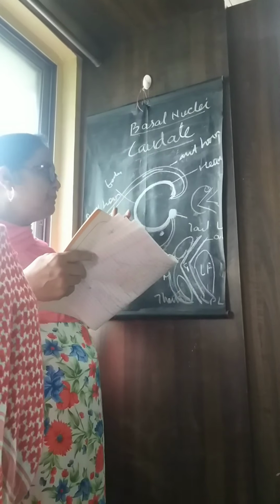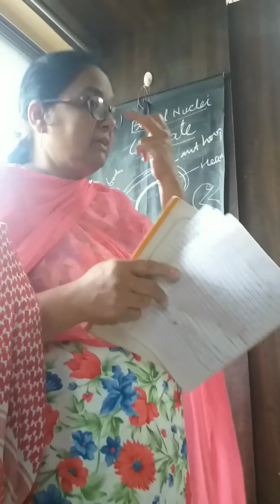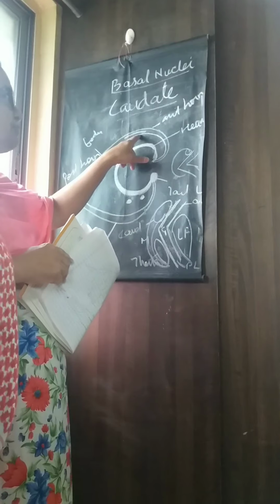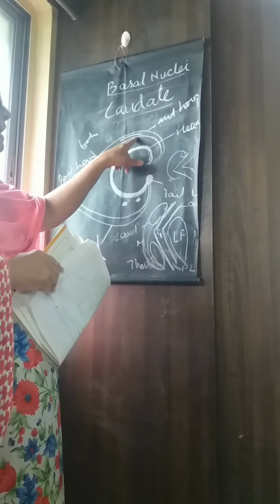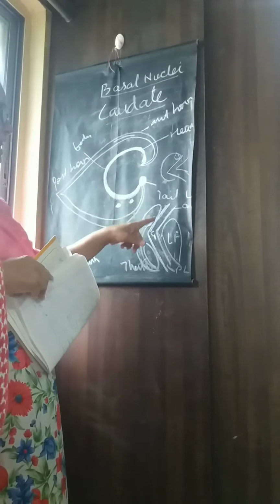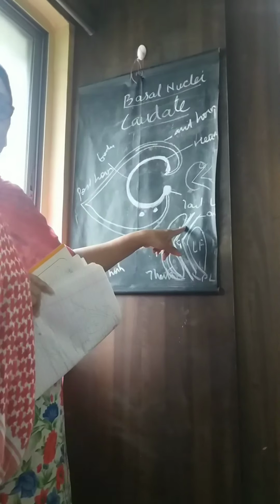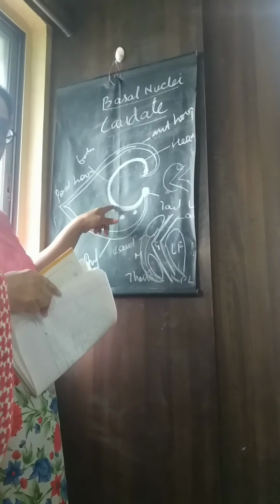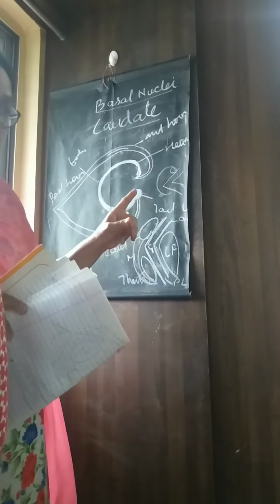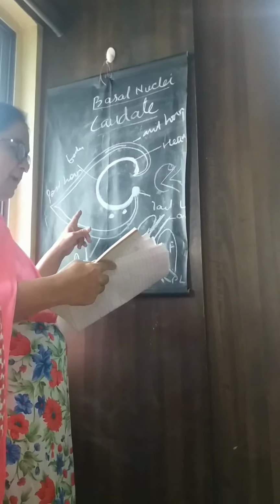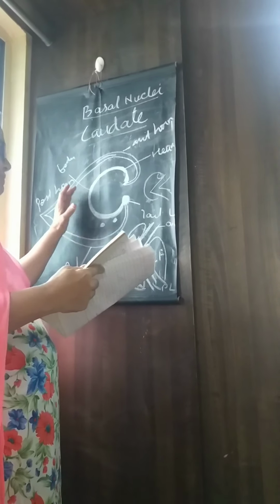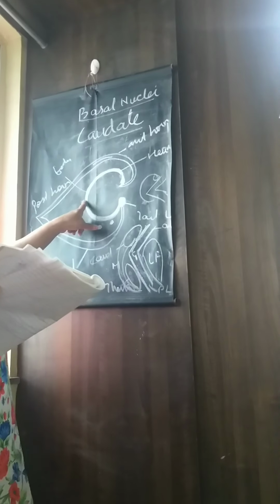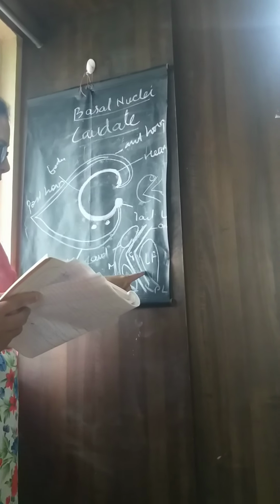Okay? So to repeat again the relations: the head of the caudate nucleus forms the floor of the anterior horn of the lateral ventricle and the medial wall of the anterior limb of the internal capsule. The body is present in the central part of the lateral ventricle, and there it forms the floor of the central part. So see, this is the central part.